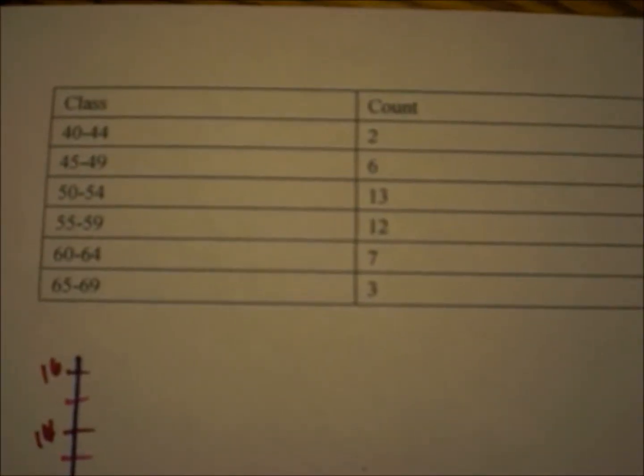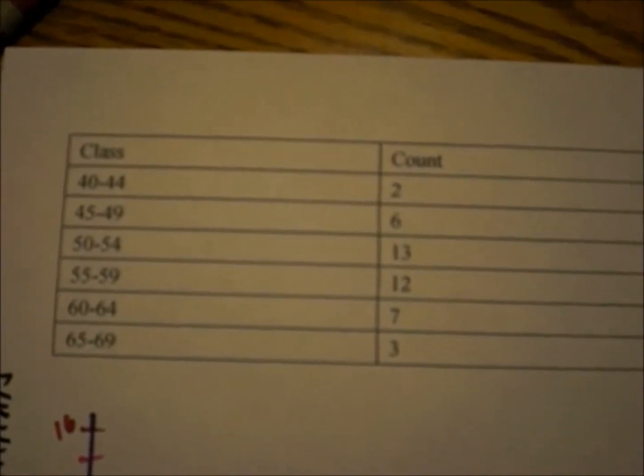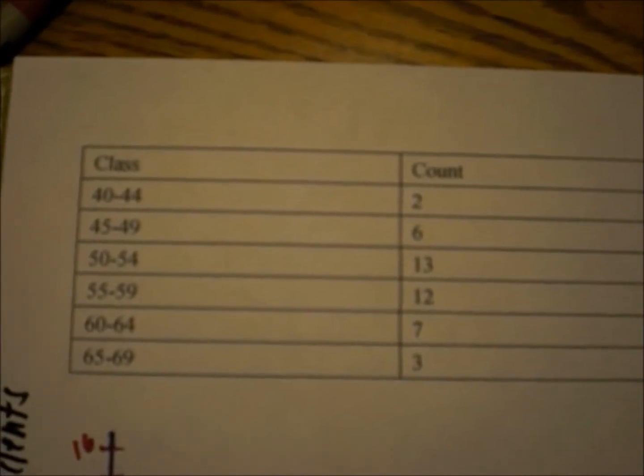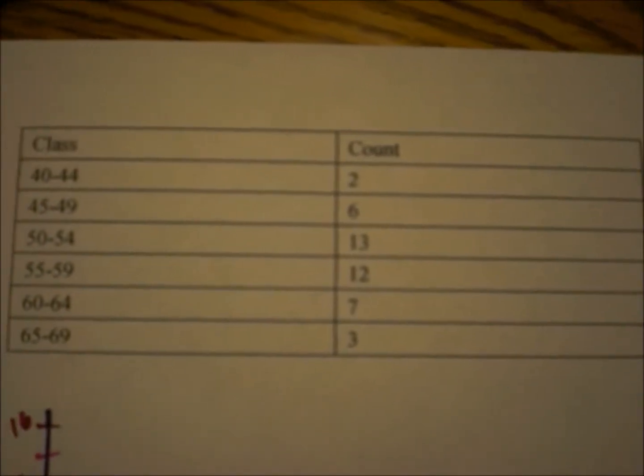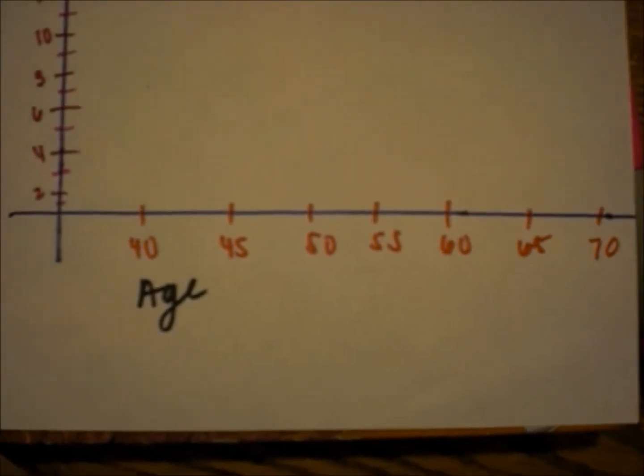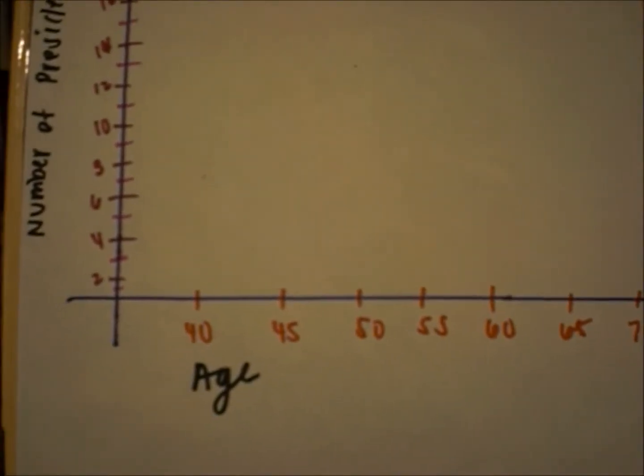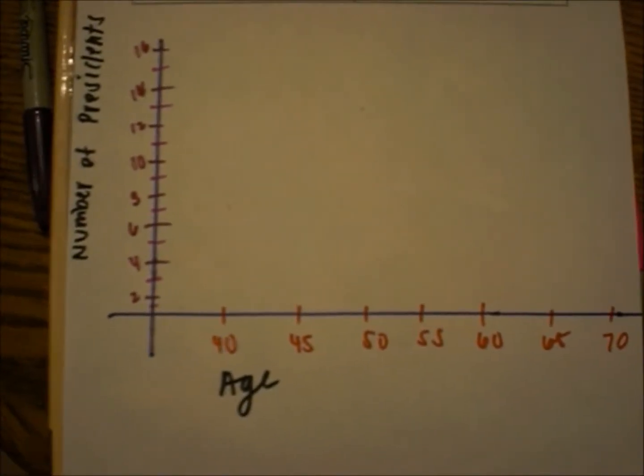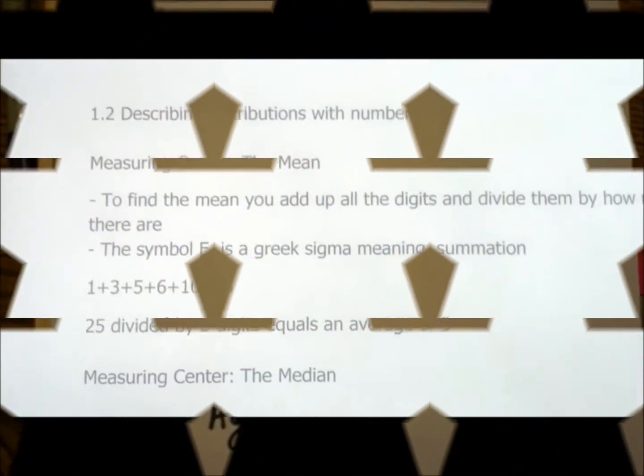Here is some data that I recorded. The class is presidents, and these are the ages and how many were in office. This is the number of presidents and the ages they got in. This is how to construct a histogram. It's almost the same thing as a bar graph, but a little bit different.